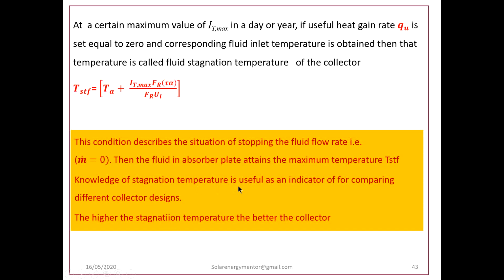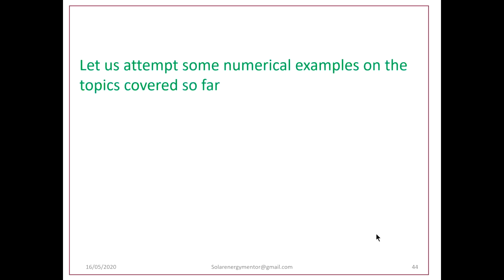So knowledge of stagnation temperature is useful as an indicator for comparing different collector designs. For the same flat plate collector design with the same dimensions but different manufacturers, if you want to compare which is better, you get the data of stagnation fluid temperature. The higher the stagnation temperature, the better the collector. So that is generally one parameter on which you can decide on the collector.